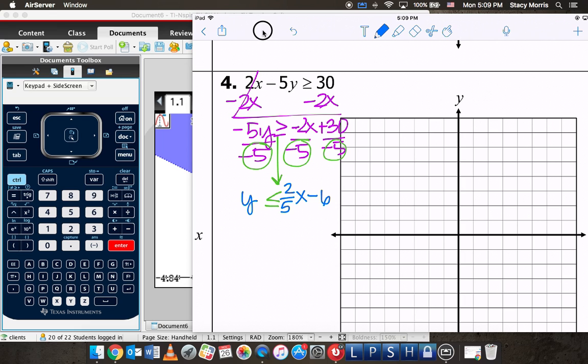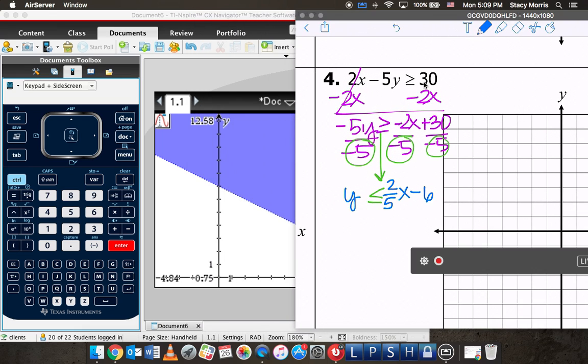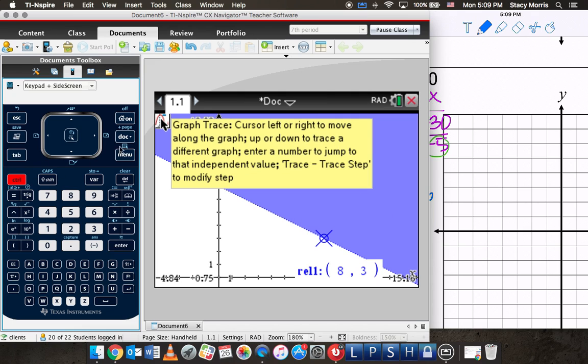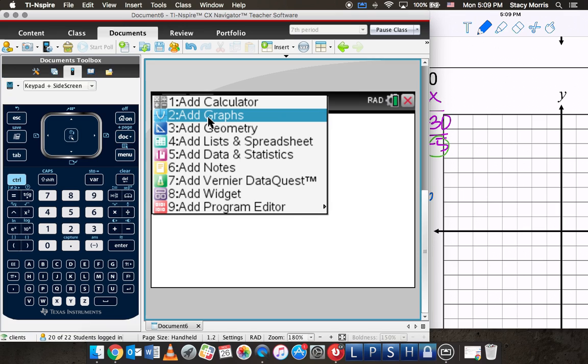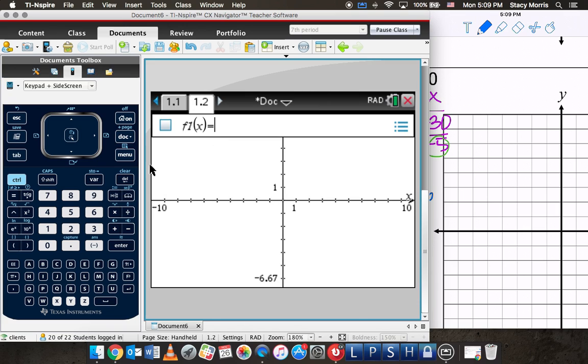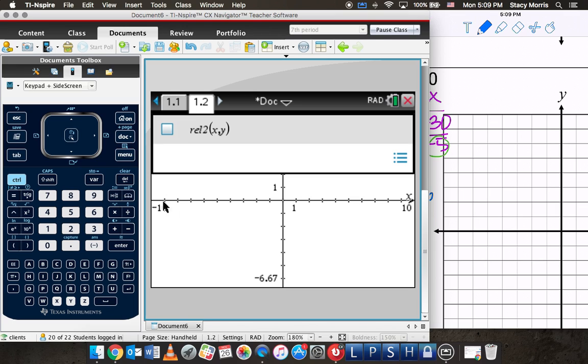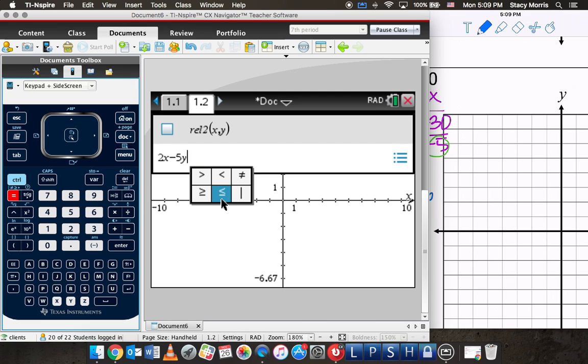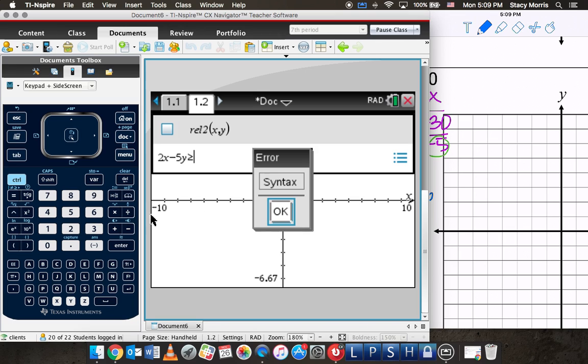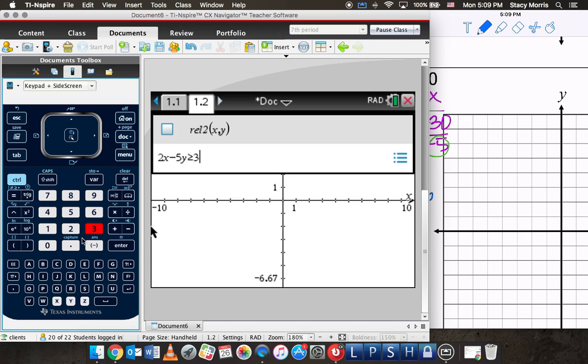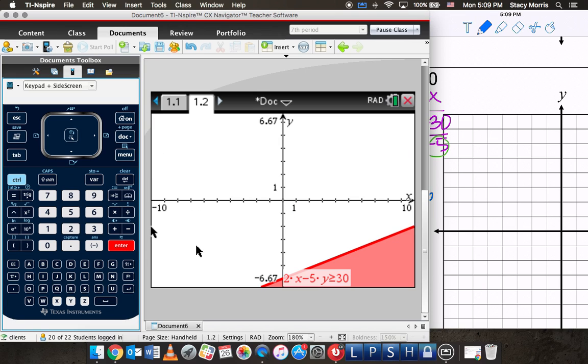So I'll show you how I can see that this original inequality and the one that I just got are actually the same. So I'm going to go to my calculator. I'm going to do Control Doc to add a page. I'm going to add a graph. So I'm going to delete the equal sign, and I'm going to choose number 6, relation. I'm going to graph the original problem. So the original problem was 2x minus 5y. Then I'm going to do Control equals to get all my symbols. Is greater than or equal to, that's what's on my paper, 30. There it is.